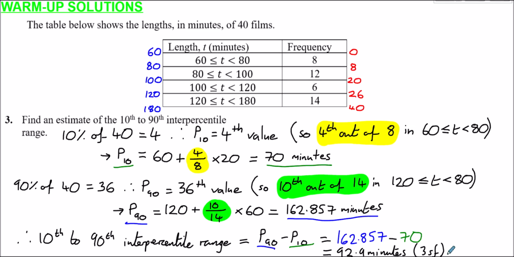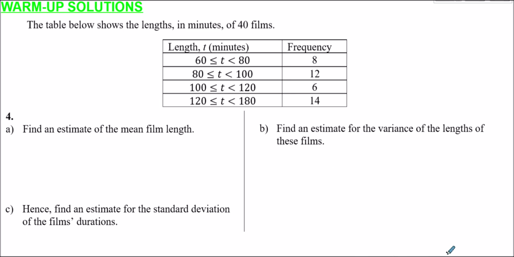Let's now have a look at the final warm-up question, question number 4. So for number 4, we have to find an estimate of the mean film length. Now I want to really push hard for ClassWiz for this one. So if you can do it on a ClassWiz, you may as well do. It's just quicker, it's safer in terms of minimizing the chance of making any mistakes, and it would be daft not to use a ClassWiz, to be honest, when you've got such a powerful tool in your hands in the examination. However, this is continuous grouped data, so we're not told any exact values.